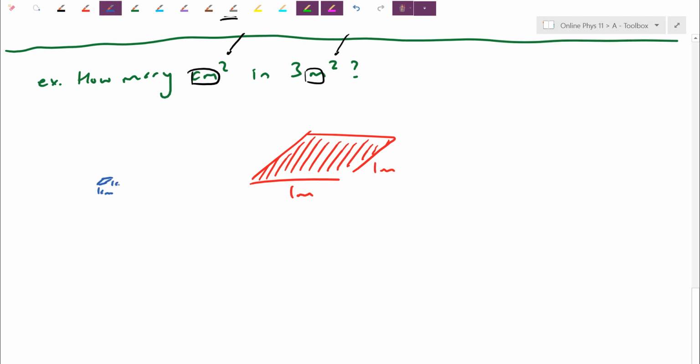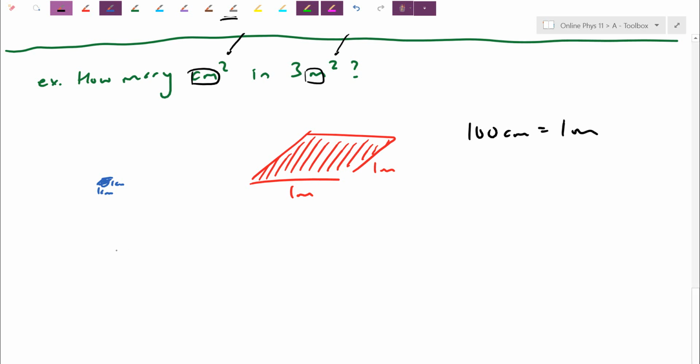This is actually 1 centimeter on either side. The area covered by it is 1 centimeter squared. I want to know if I have 3 of these red squares, how many of these blue squares would fit on the red? Unfortunately, we know 100 centimeters is a meter, but I don't know the relationship between centimeter squared and meter squared.